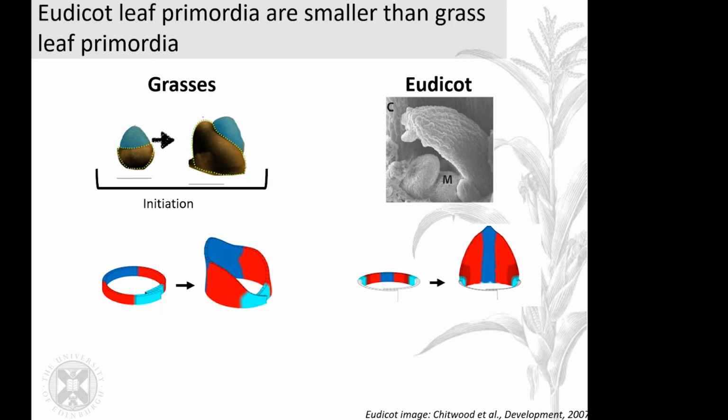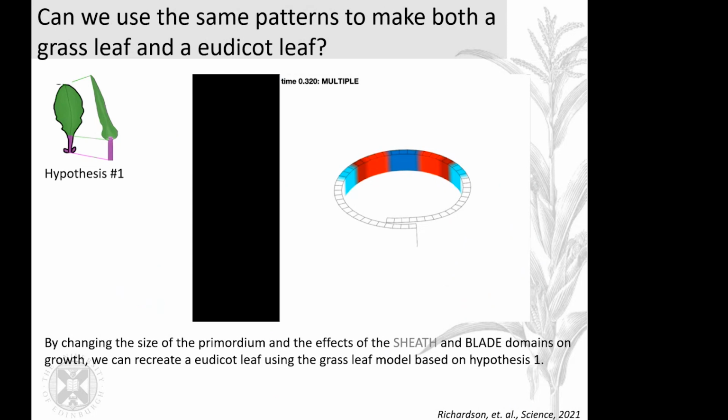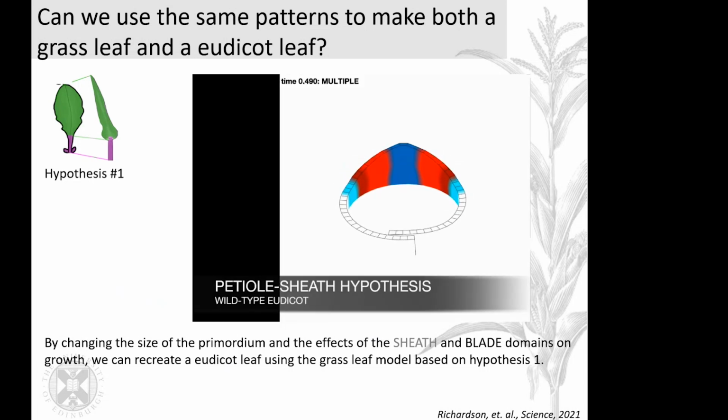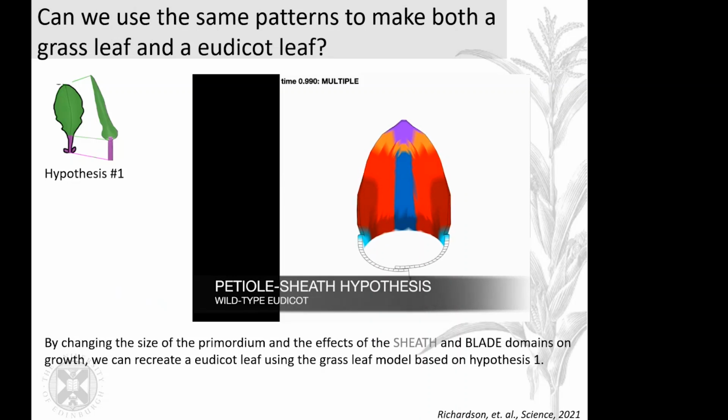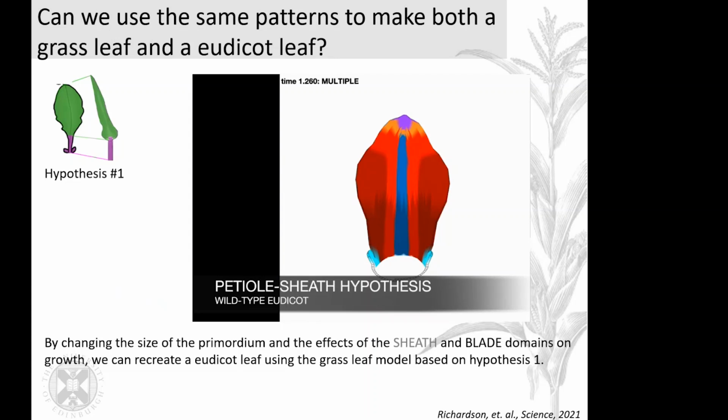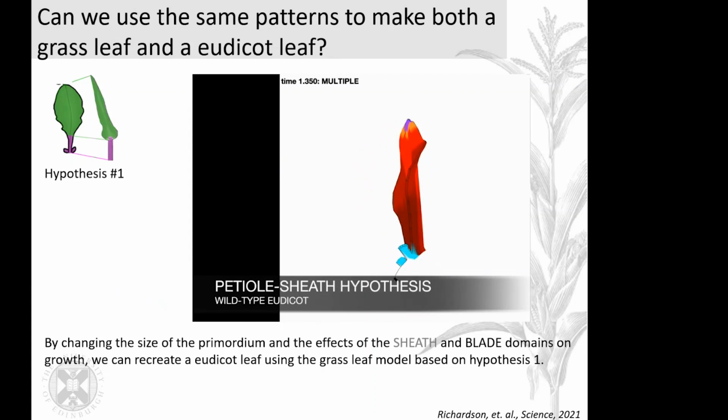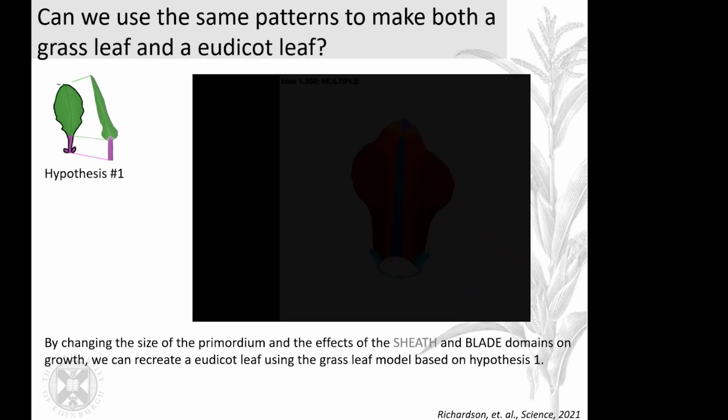But we kept all of our domain patterns exactly the same. So we still have the blue, red, and light blue domains. So our identities, or our genetic identities, are exactly the same in the model. We said, using this, can we create eudicot leaves? So our first hypothesis used exactly the same model with smaller primordium, but said that the sheath and the blade will affect growth differently. So when the sheath comes in here, it will restrict growth more than it does in the grass leaf model. And we can actually generate a eudicot leaf. And it even has little stipules as well. So that was quite nice.